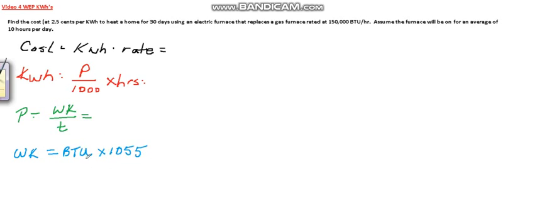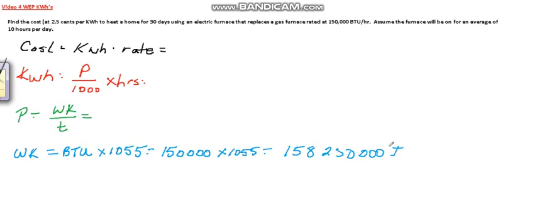So do we know our BTU? Yes, we know this. My BTU is 150,000 times 1,055. It's going to be a big number: 158,250,000 joules. Okay, and we can put that into the other formula. I know my work now is 158,250,000 joules divided by my time in seconds.